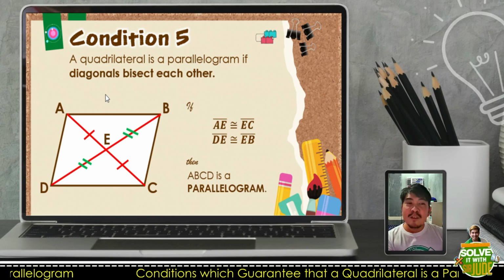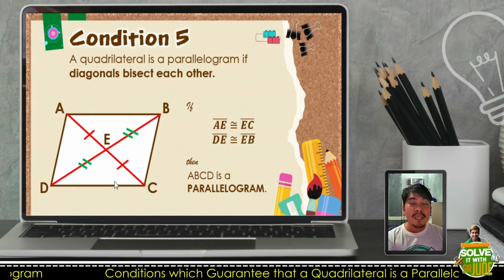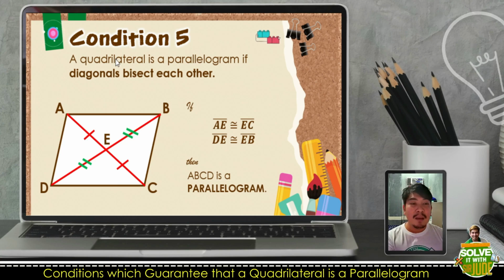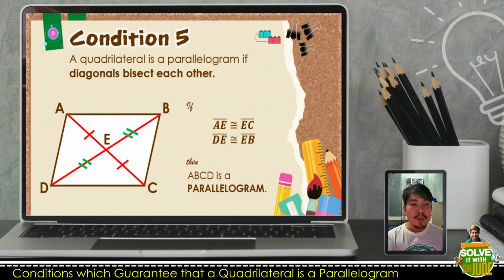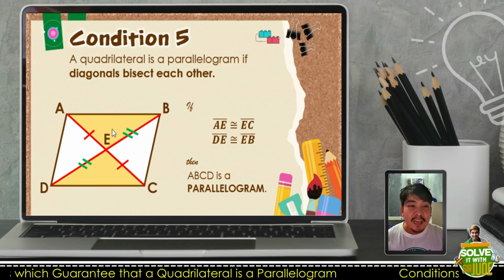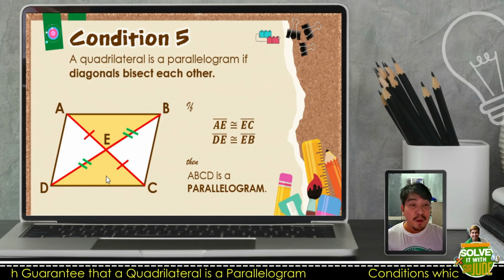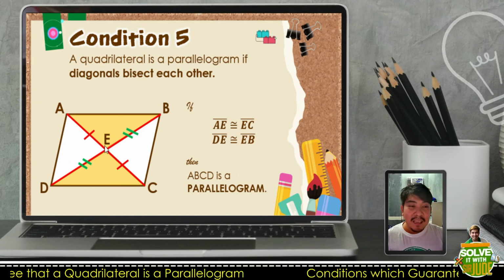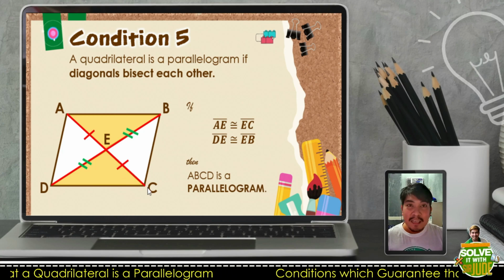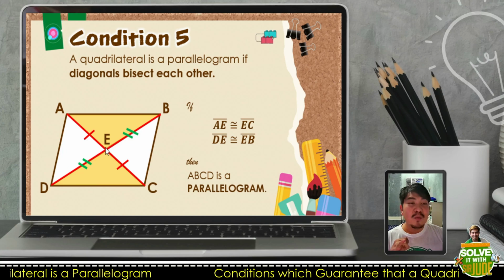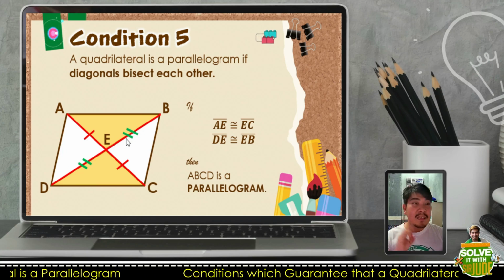So pagka ganito yung markings ng isang quadrilateral, we can say that it is a parallelogram based on condition number 5. So bakit? If you can see, let us have here the first pair of triangles. These two triangles are congruent because of SAS. So we have segment AE is congruent to segment EC. So that is the first side. Next, segment DE is congruent to segment EB. So that is the second side.